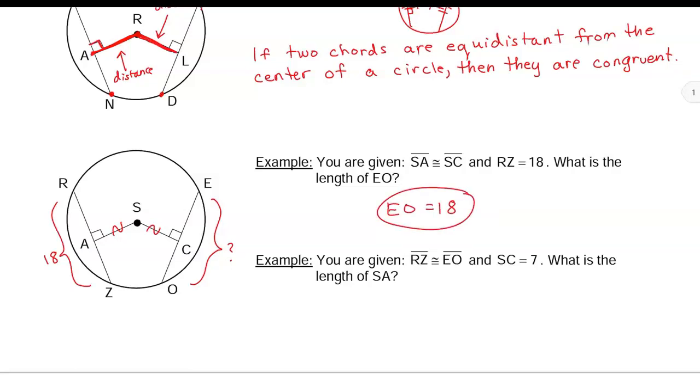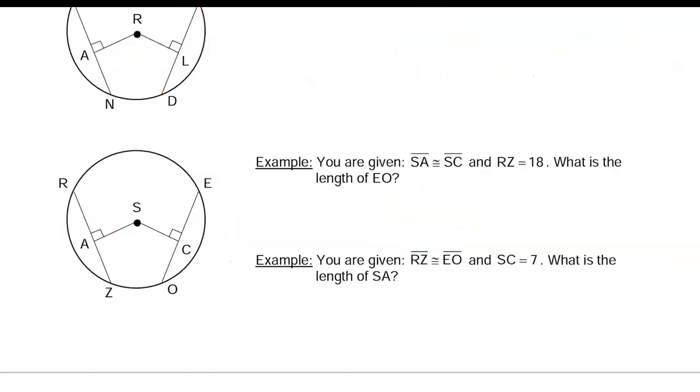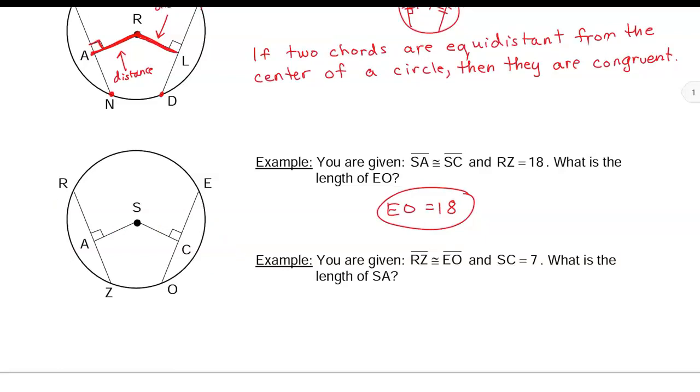The next example, we start with congruent chords. So I'm going to take away this information from the previous example, and I'm going to mark RZ congruent to EO. We know that SC is 7. So I'm going to use the theorem that says if two chords are congruent, then they are equidistant from the center. And remember, these little guys here, SA and SC, represent the distance from the center because they're perpendicular to the chords. Means if SC is 7, then SA is also 7.